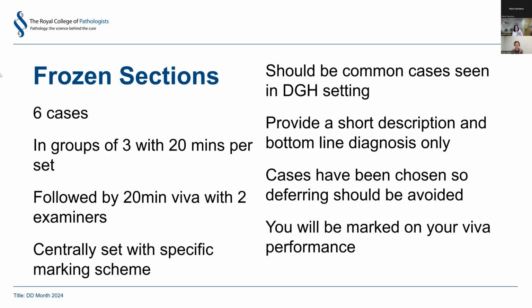Frozen sections. The frozen sections have got 6 cases and they're in groups of 3 per 20 minutes. This is then followed, so after you've had your 2 sets of 20 minutes, 6 cases, 40 minutes in total, you have a 20-minute viva with 2 examiners. The examiners will mark you on your viva, your vocal responses to the questions, and it's centrally set with a specific marking scheme again.